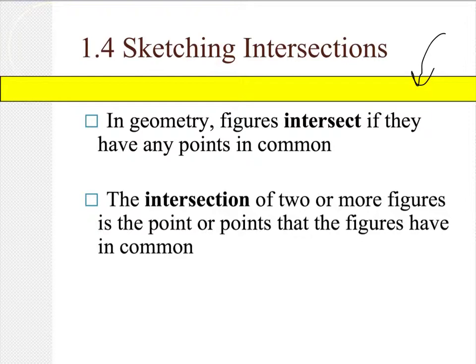It says in geometry, figures intersect if they have any points in common. So if you look at two lines that look like this, they will intersect. If they intersect, it means they cross over each other because they have that point in common. So if they have one point in common, they do intersect. The intersection of two or more figures is the point or points that the figures have in common. Do notice that they can have more than one point, but they need to have at least one point in common if they are going to intersect. So they can intersect at more than one point.